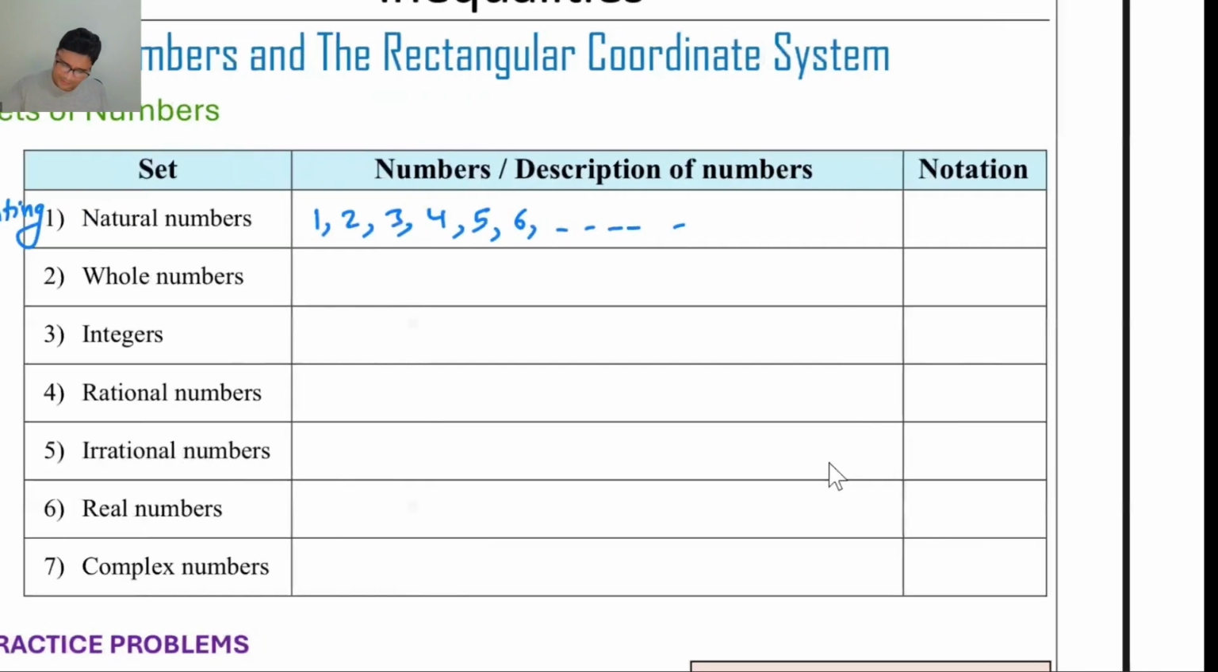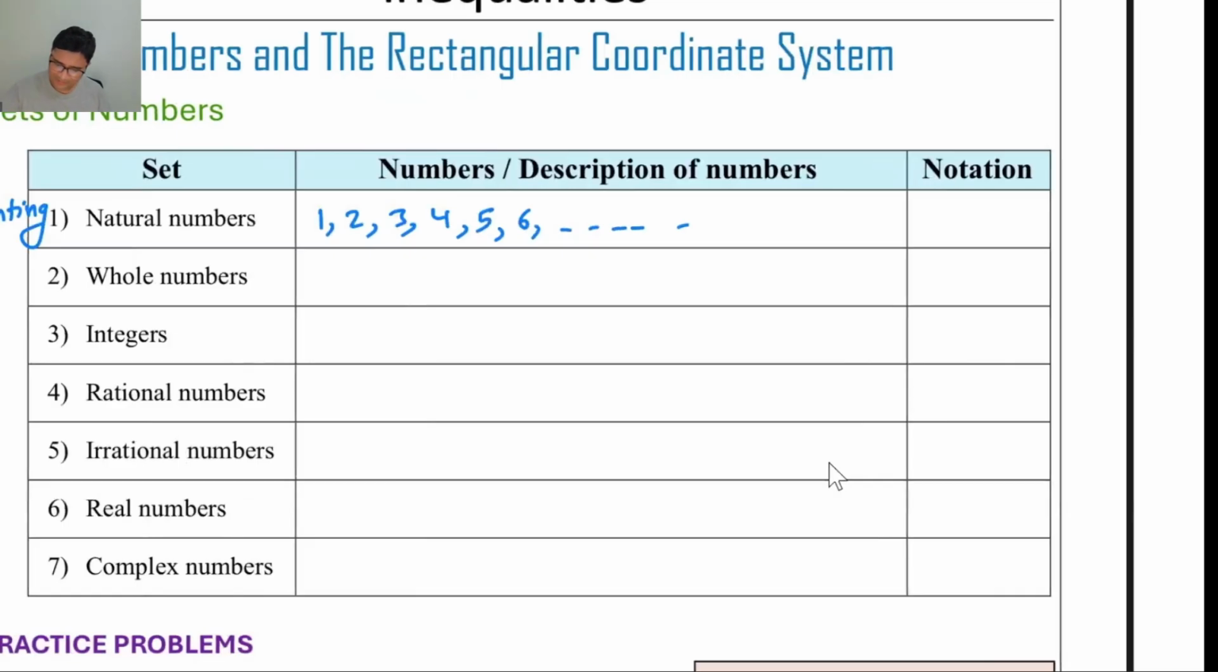And the notation, because in mathematics, we use notations to simplify things and make it easy to write. We use the letter N. Actually, it's called script N with that extra line. That represents the natural numbers.